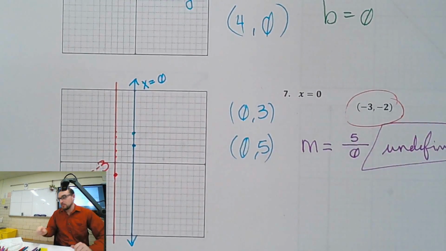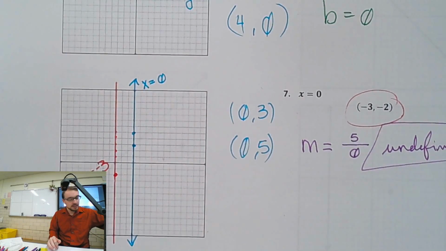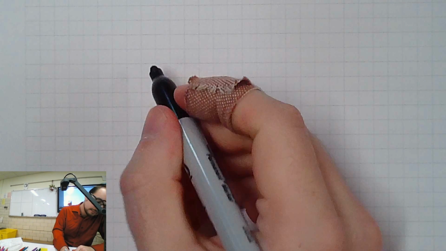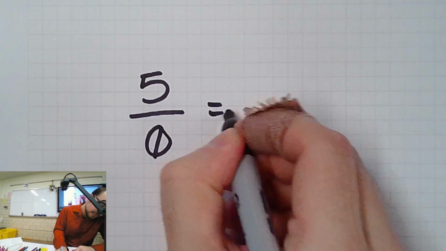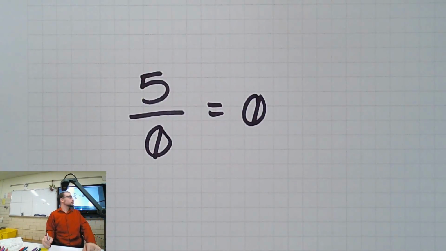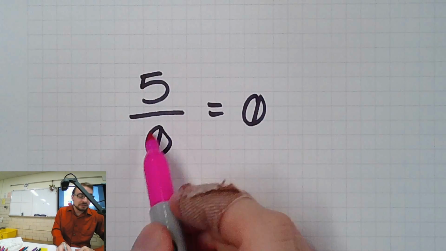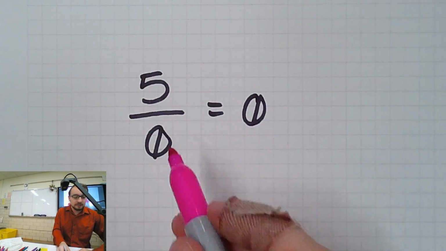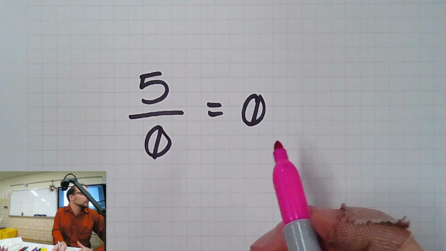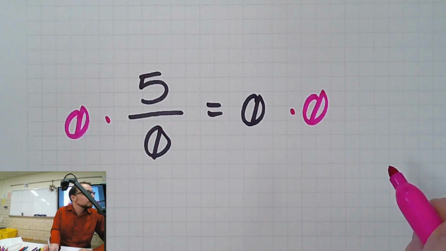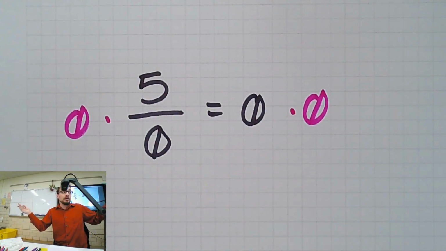Undefined slope. And here's why it breaks math. Let's assume that 5 over 0 is 0. If this is true, shouldn't I be able to cancel out divide by 0 by timesing by 0? If I had to divide by 2 there, couldn't I multiply both sides by 2 to get rid of it? So let's multiply both sides by 0. Multiplication property of equality. Should be able to do it.